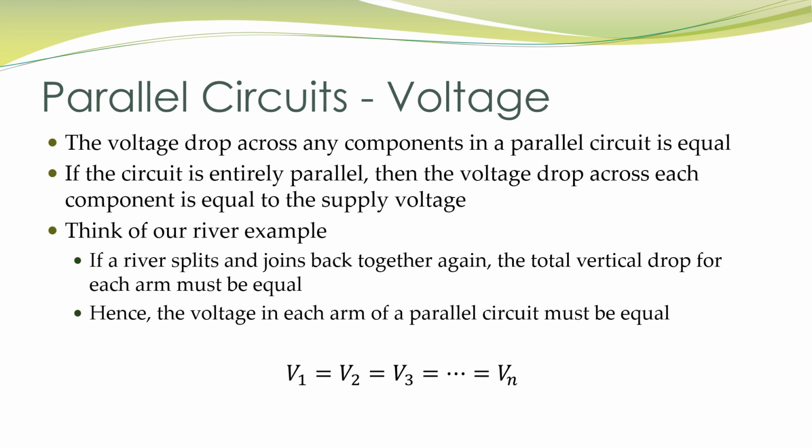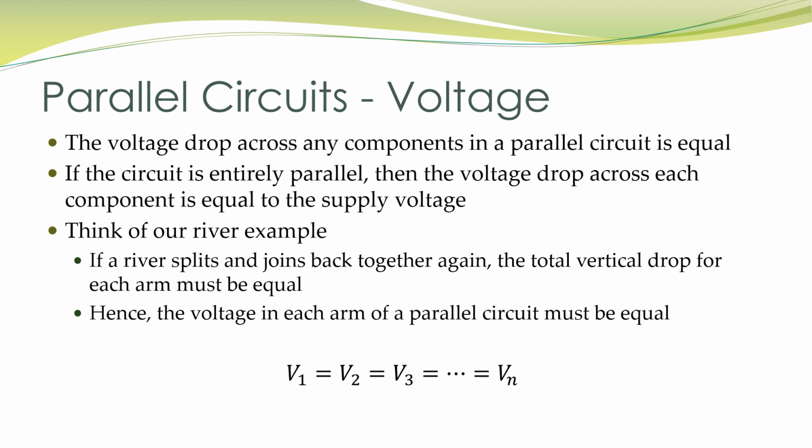Let's go back and think about our river example. We've got a river. The vertical fall of the river is like the voltage in an electrical circuit. If a river splits into two different arms, like a parallel circuit, the current splits between those two arms. It doesn't matter what happens if those two arms come back together at the same point. One could go really flat for a long time and then go over a massive waterfall, and one could just gently go down the hill all the way. But if they come back together at the bottom, the total vertical height change of that river is the same for both arms. That's our voltage.